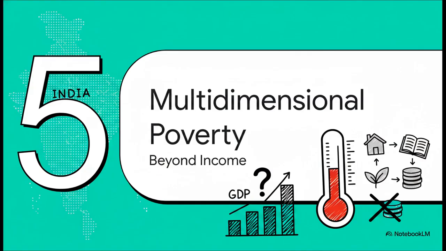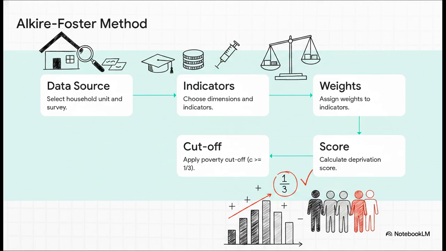Let's move to our final section, Section 5, the Multidimensional Poverty Index. Because income growth doesn't tell the whole story, we need a better diagnostic tool. Enter the Multidimensional Poverty Index, or MPI. The Oxford Poverty and Human Development Initiative, OPHI, along with the UNDP, use what's called the Alkire-Foster counting method. It works a bit like a recipe.